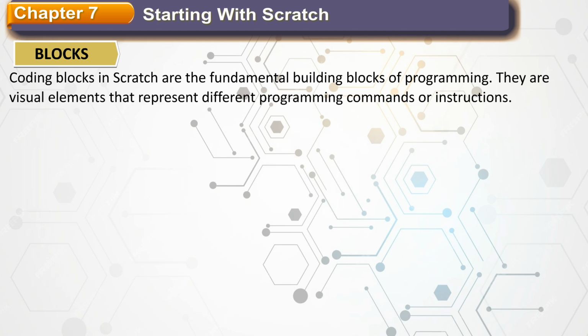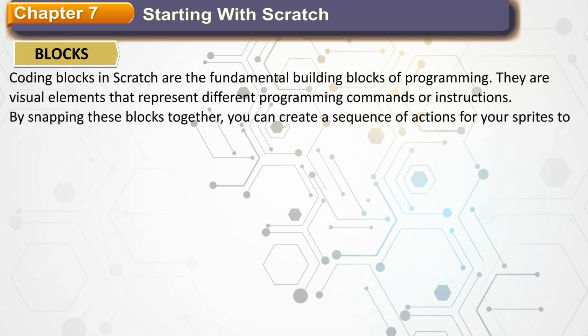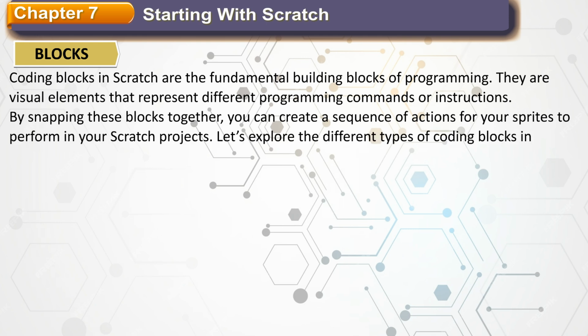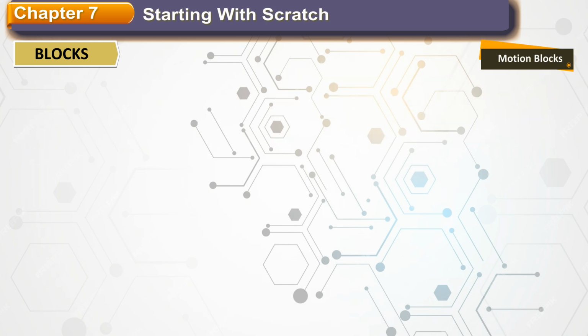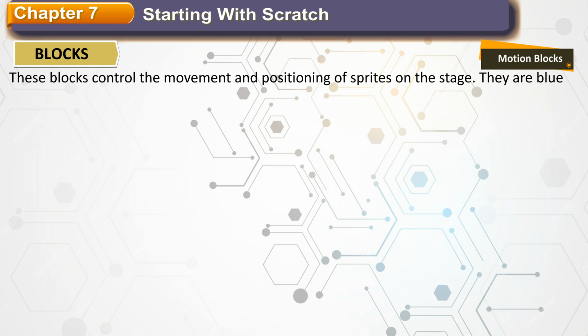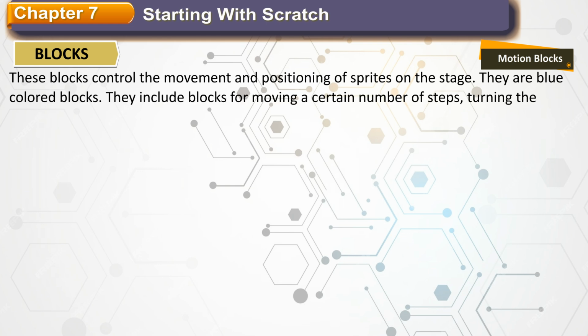Blocks. Coding blocks in Scratch are the fundamental building blocks of programming. They are visual elements that represent different programming commands or instructions. By snapping these blocks together, you can create a sequence of actions for your sprites to perform in your Scratch projects. Let's explore the different types of coding blocks in Scratch. Motion blocks. These blocks control the movement and positioning of sprites on the stage. They are blue-colored blocks. They include blocks for moving a certain number of steps, turning the sprite, changing its X and Y coordinates, and more.